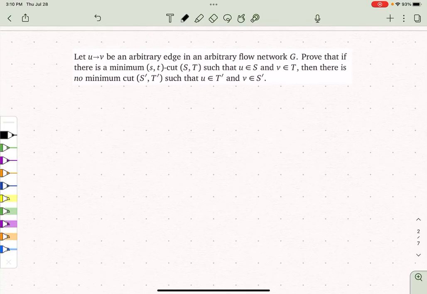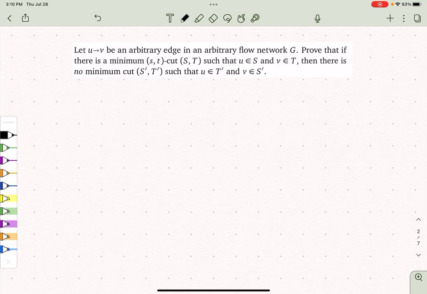Okay, so here's another problem. Let UV be some edge in the graph. And what we want to consider is, well, what if U to V is an edge in the cut? It's an edge crossing the cut. So if U is in S and V is in T, then the edge UV is crossing this min cut. And so if that's the case, we want to prove there is no other min cut where U is in the right side of the cut and V is in the left side.